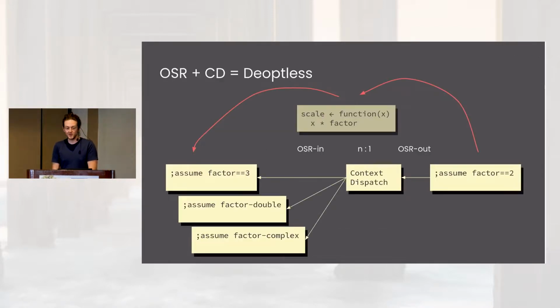Okay, so to put it all together, Deoptless is basically the combination of OSR out, OSR in, and context dispatch. It is very simple to implement on top of a VM that already has OSR out and OSR in. In fact, our implementation was around 300 lines of code.